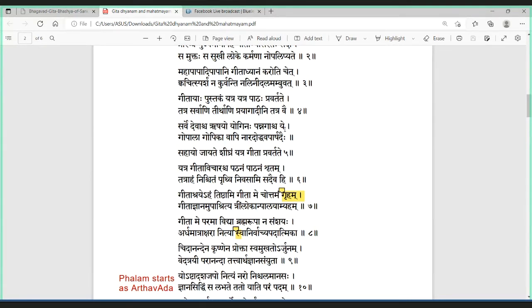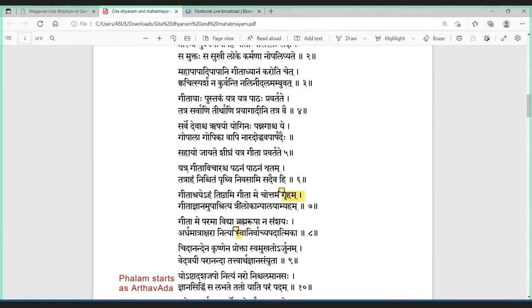Then, Sahayo Jayate Shikram Yatra Gita Pravartate. And they rush to help. This is so beautiful as a bhav. All these people, Sarve Devaha, Rishayaha, Yogis, Pannagaha, Gopala, Gopika, Narada, Uddhav, everybody, they rush to help. Sahaya Jayate. They rush to help. Who? Wherever there is Gita being, they rush to help the environment, the purpose, the jiva who is engaged in all this. They rush for helping wherever it's needed.